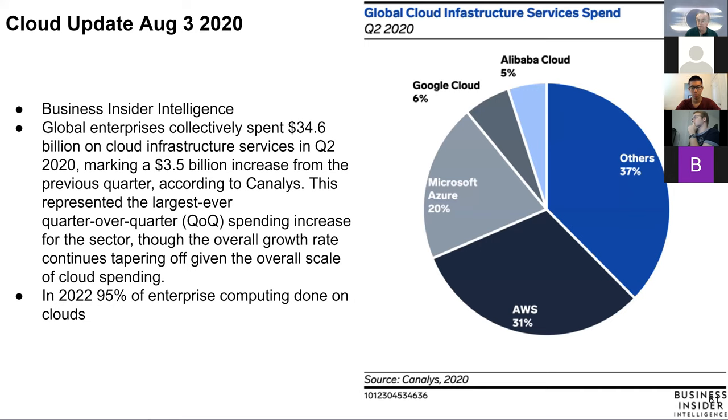Here is just a very recent plot of the status of clouds. And this number here is the interesting number: $35 billion, or 34.6, was the amount of money spent by industry or commercial enterprises on clouds. So that's $140 billion a year on cloud infrastructure services. And that is increased 10% over the previous quarter.